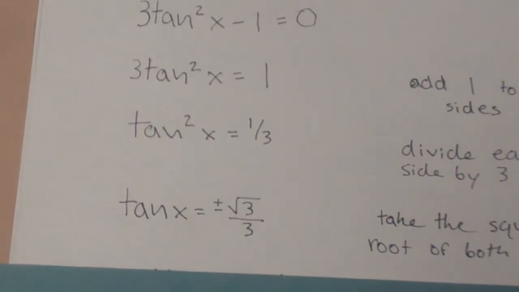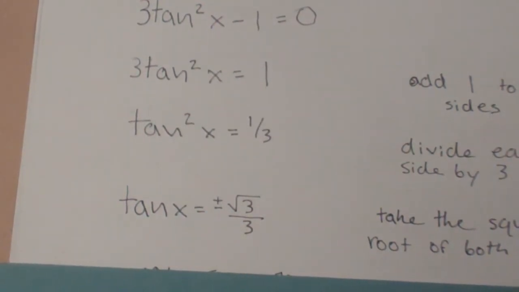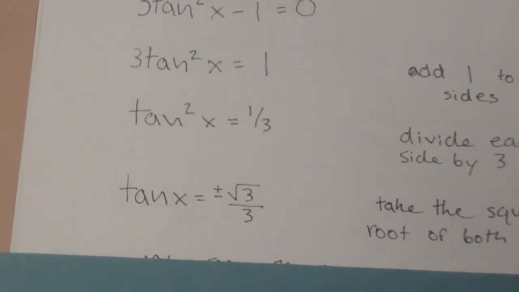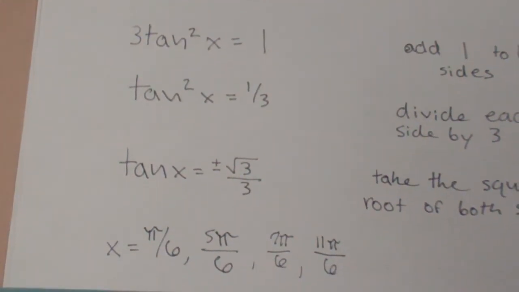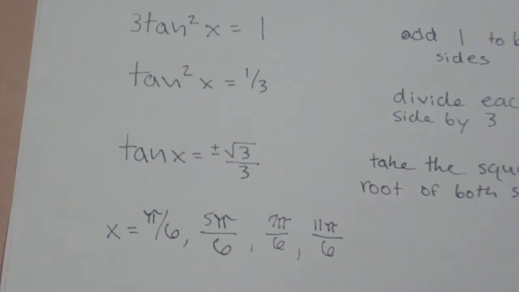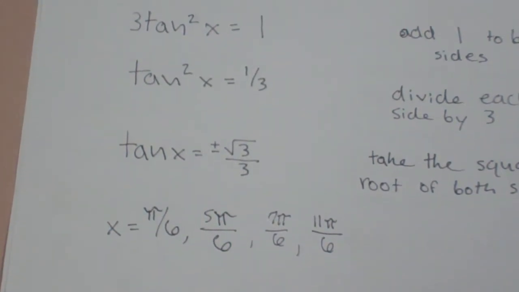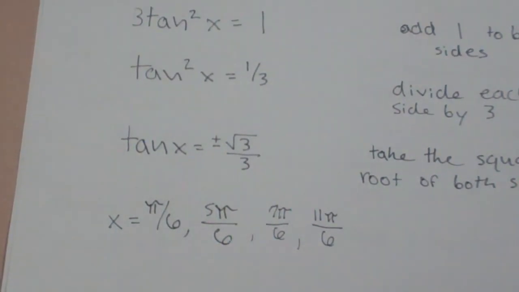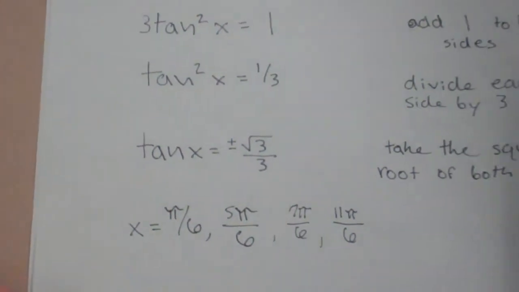Again, referencing the unit circle, he remembered that there were 4 solutions for this problem. Tangent x equals root 3 over 3 at pi over 6, 5 pi over 6, 7 pi over 6, and 11 pi over 6. These were solutions for the second problem.